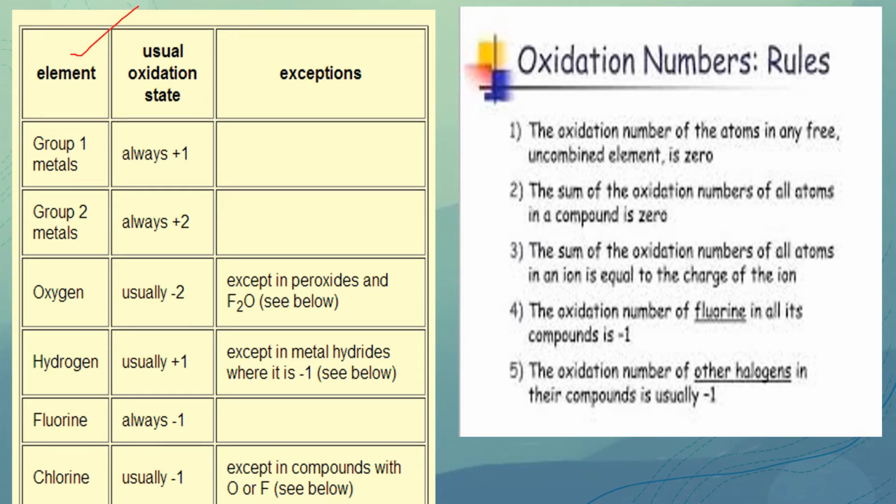This table will help you in finding out the oxidation number. Group 1 metals, sodium, potassium, rubidium, cesium, lithium, they always have +1 oxidation state. They are the most metallic. Group 2, beryllium, magnesium, they always have +2. Oxygen has usually -2, except in peroxides and F2O kind of compounds, because here fluorine can never have any other oxidation state but -1. This is the most electronegative. So fluorine always -1. So when oxygen is getting bonded to fluorine, it should have a positive oxidation state.